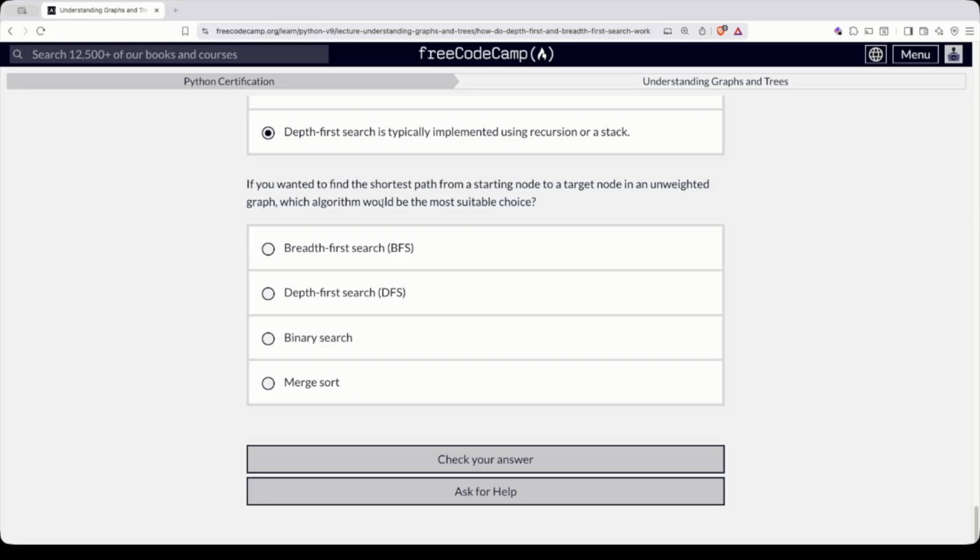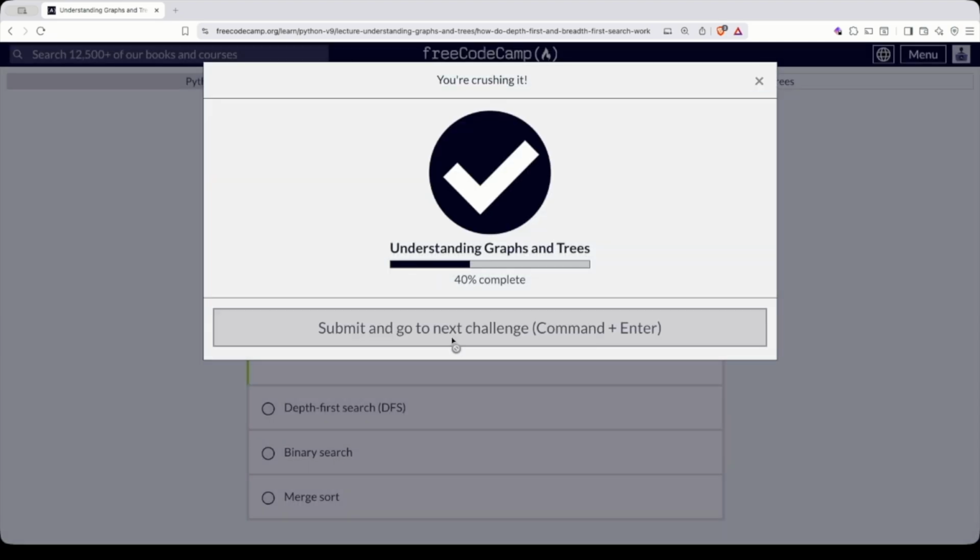If you want to find the shortest path from a starting node to a target node in an unweighted graph, which algorithm would be most suitable? That would be breadth first. Check my answer. Yay, we got it correct.